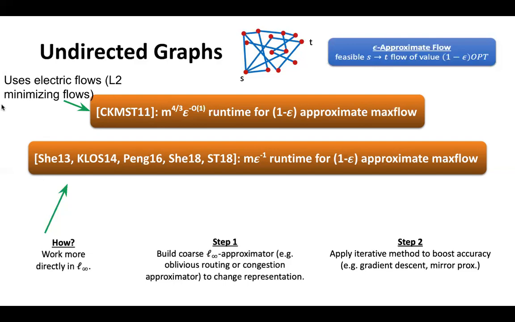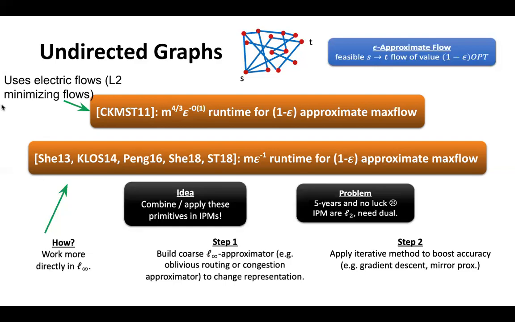So in this sense, what if we just use these L infinity primitives inside of interior point methods and get a faster max flow runtime? Unfortunately, it's not known how to do this. Somehow interior point methods naturally induce Hessians, which are quadratic forms. So these inherently have L2.